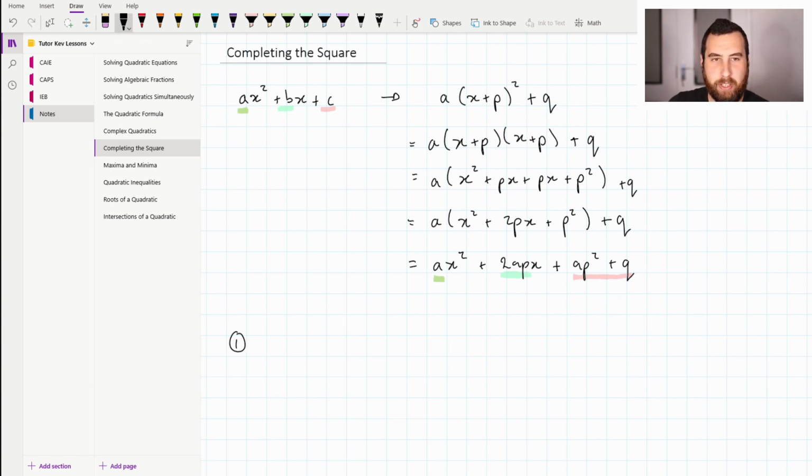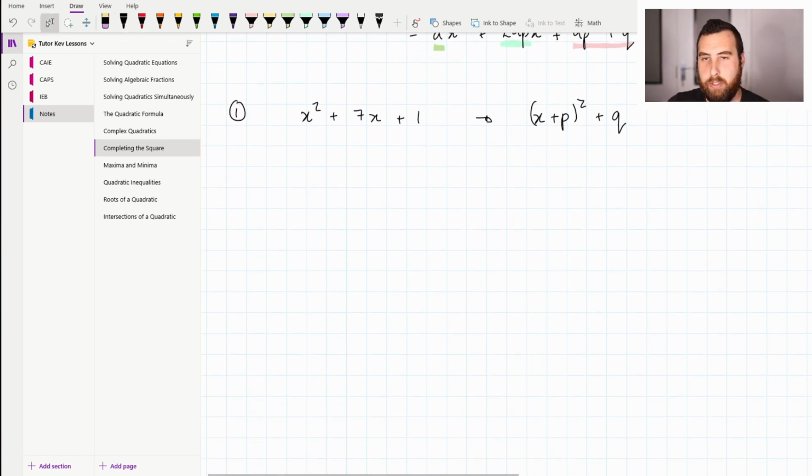So here I've got x squared plus 7x plus 1. And this time the question is asking us to put it into the form of (x plus p) squared plus q. Notice we don't have an a term, that's absolutely fine. We're going to use the same process here and solve. So we are going to expand, giving us x squared plus 2px plus p squared plus q.